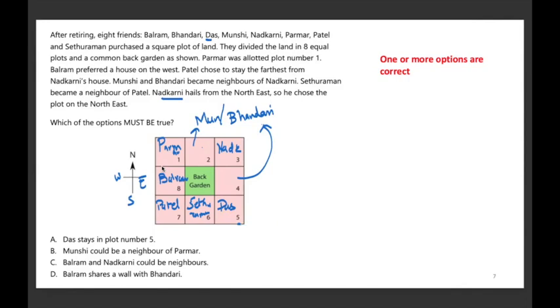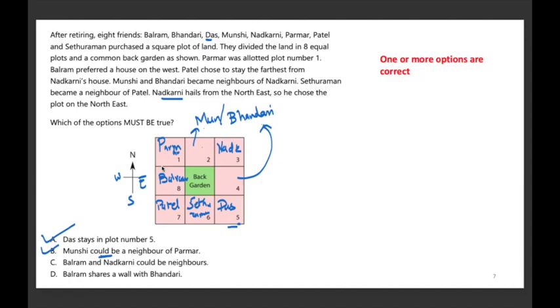So option A says Das stays in plot 5, which is true. Munshi could be neighbor of Parmar. Yes. If we were given another condition about Munshi and Bhandari's position, there's one possibility where Munshi can share a wall or be a neighbor of Parmar. So that is true, since it says 'could', that's why it's true. If it were 'Munshi is a neighbor of Parmar', it would have been wrong.